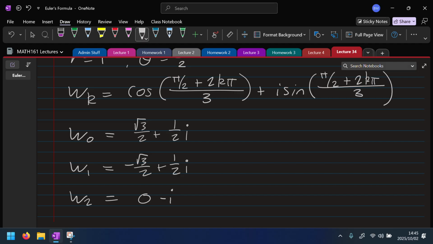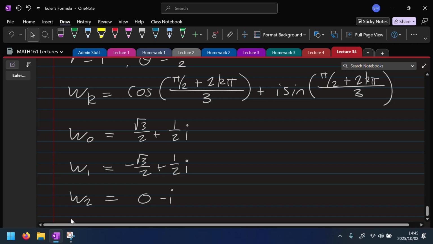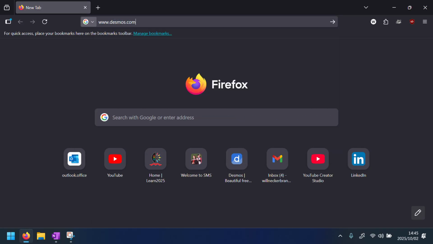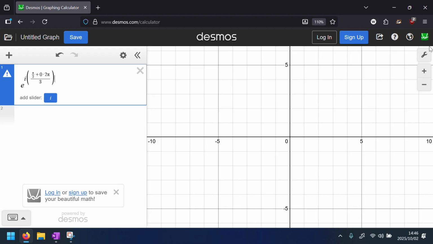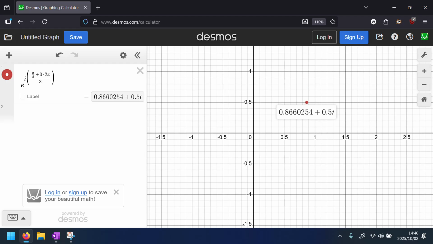Now something interesting and not so important for you guys doing engineering, but it's interesting. If we go to Desmos here and we plot them, we see something interesting with how the roots are spread out on the complex plane. So let's write out this e to the i, pi over 2 over 3 plus 0 times 2 pi, as a complex number. Okay, so we have one root over there.